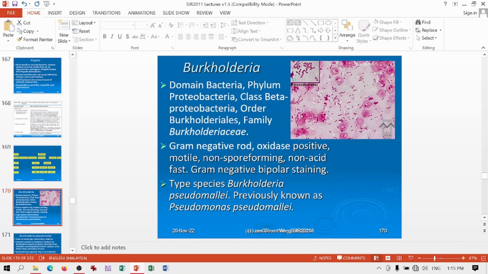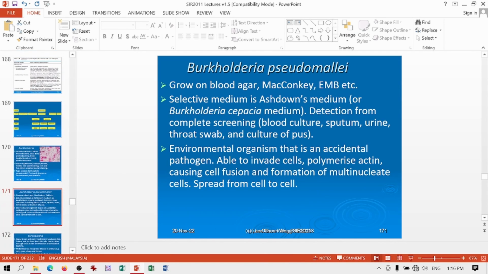So Burkholderia, the type species is Burkholderia pseudomallei, previously known as Pseudomonas pseudomallei. It is a gram-negative rod, oxidase positive, motile, non-spore forming, non-acid fast, and produces gram-negative bipolar staining. So if you look carefully, you can see that the ends of the cells are deeper in stain. It can grow on blood agar, MacConkey, eosin methylene blue agar, etc.